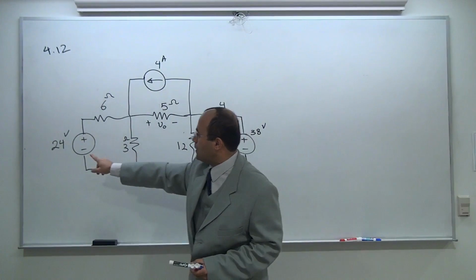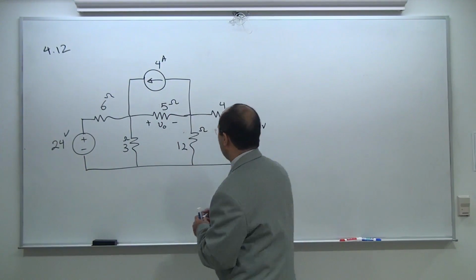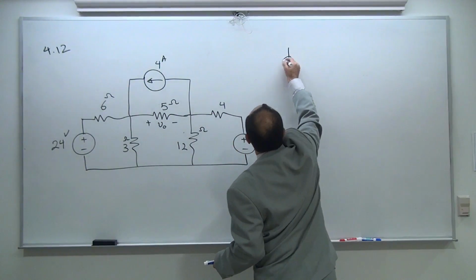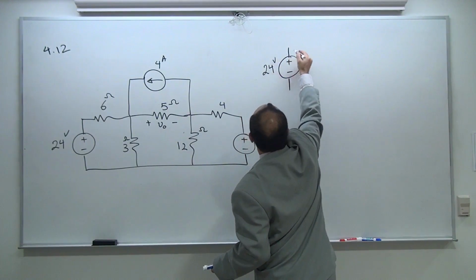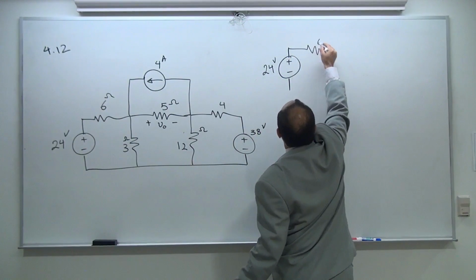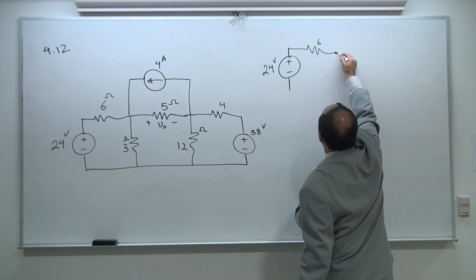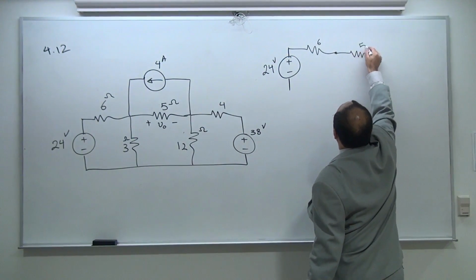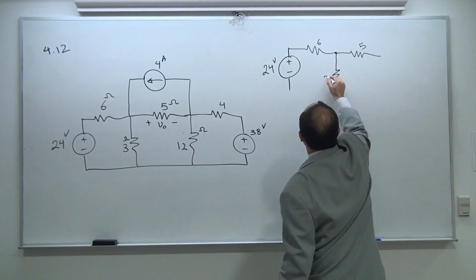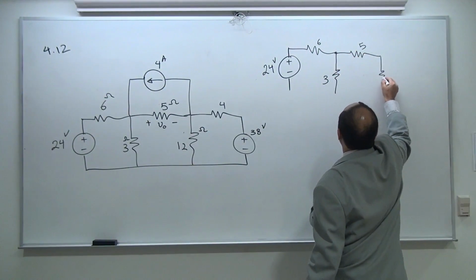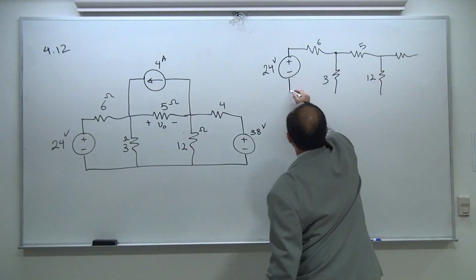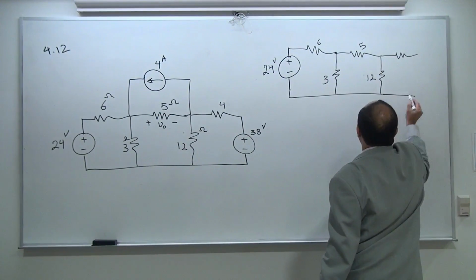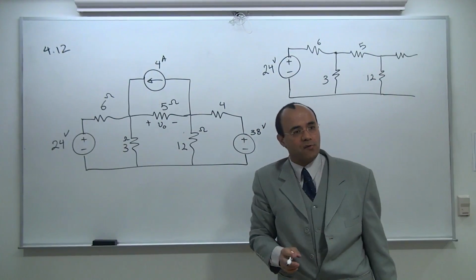I want you to keep this one intact. So it's going to be plus minus 24 volts. The resistors obviously stay where they are. This is 5, 3, 12, 4. I've gone as far as I wanted to go in terms of the resistors and the single source.